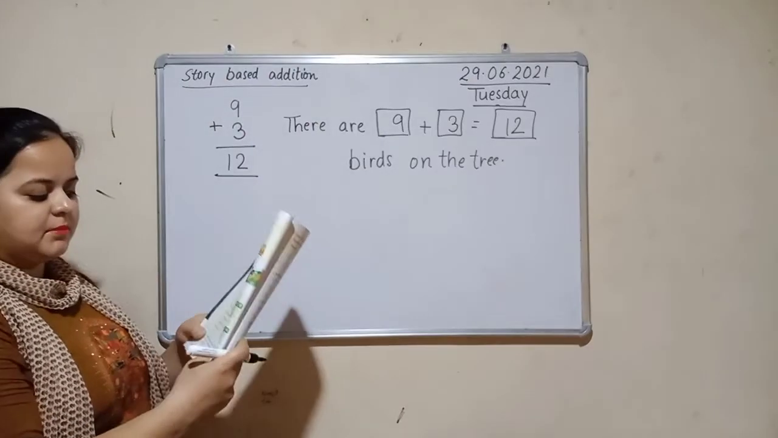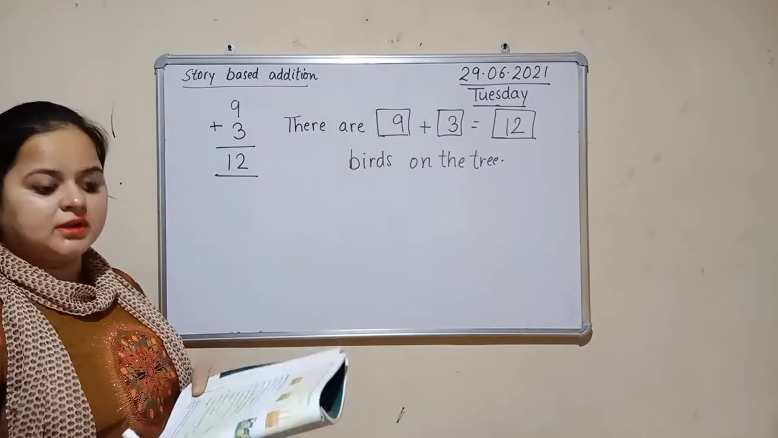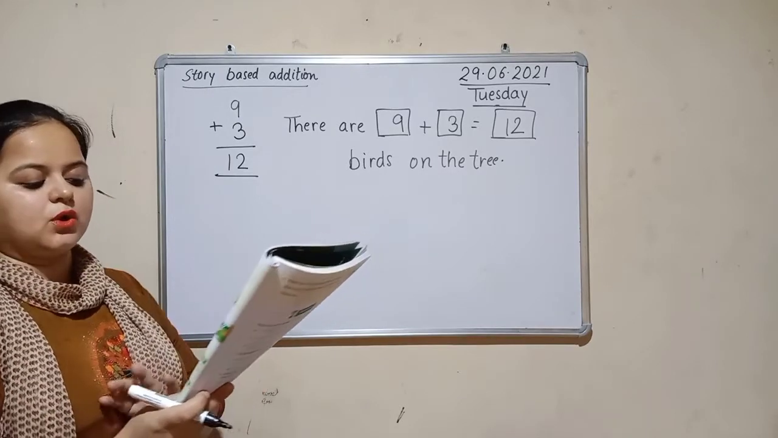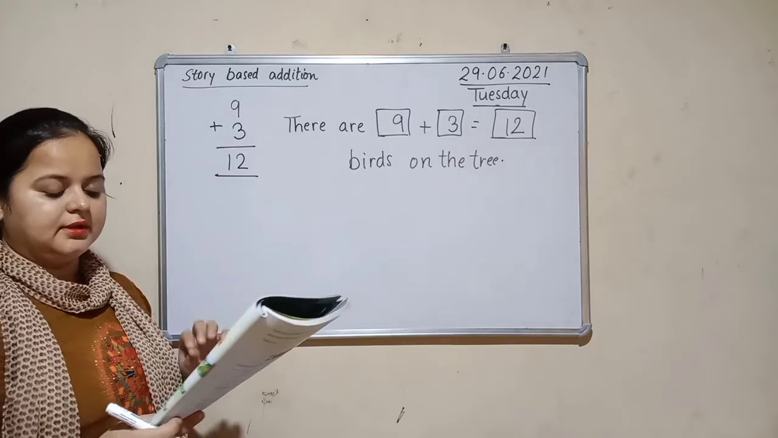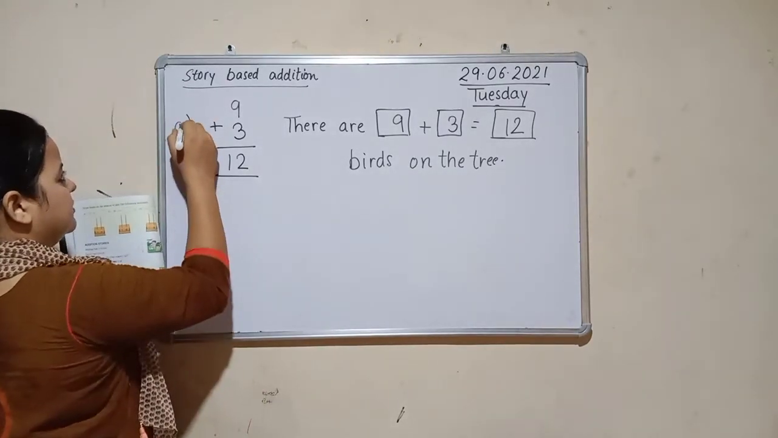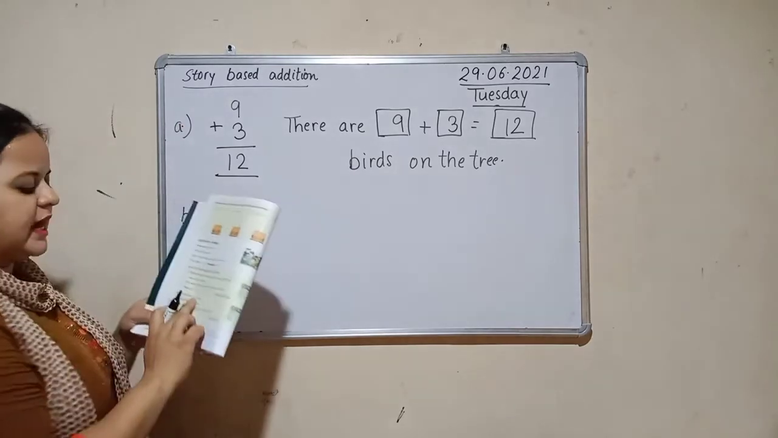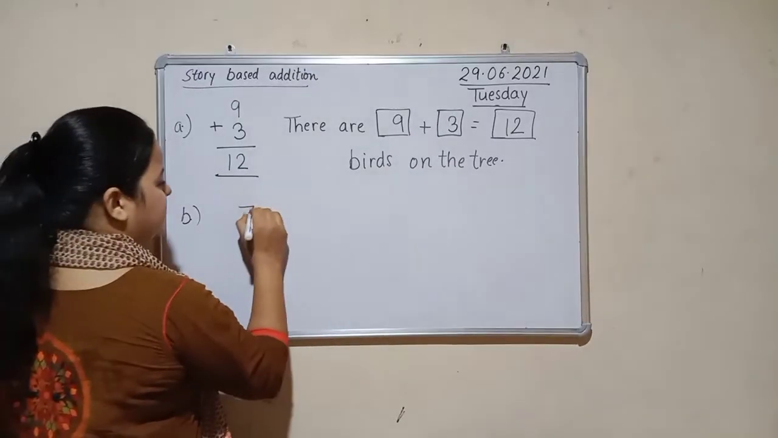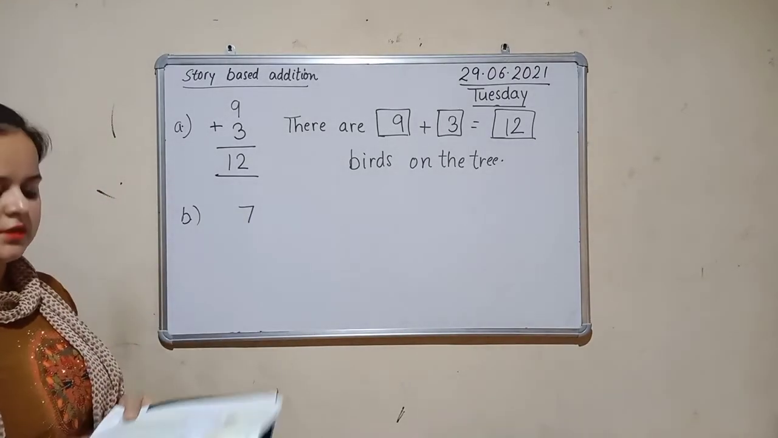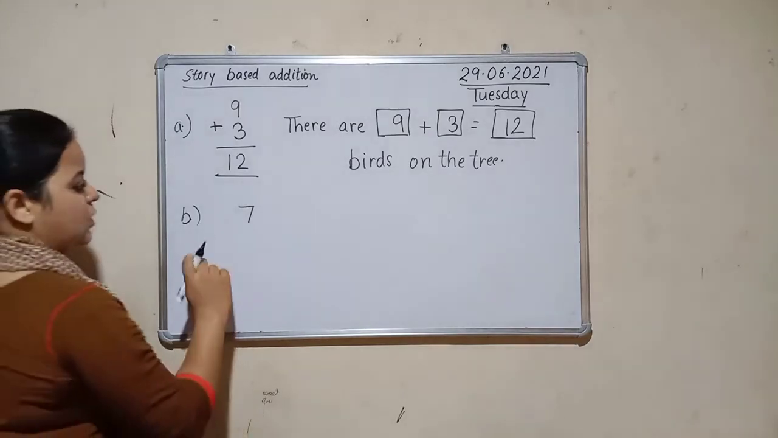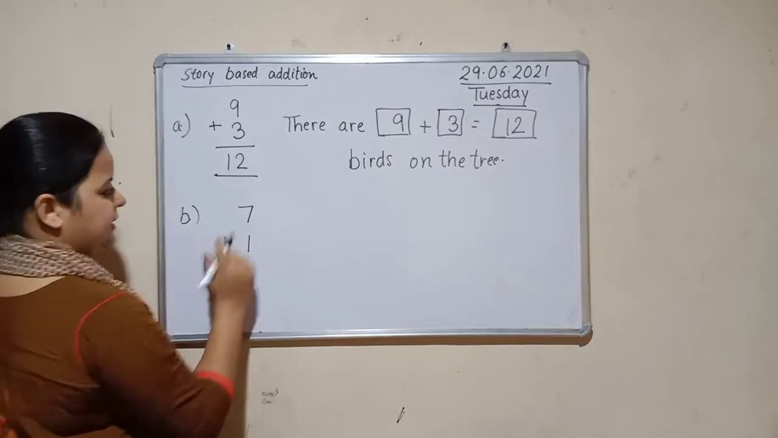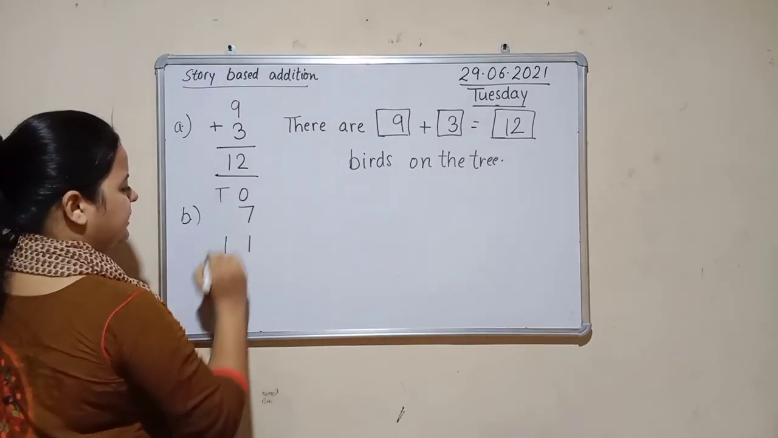Okay, the second sum is: Nikunj has 7 crayons. Ramit has 11 crayons. How many crayons do they have in all? Now we have to do addition again. Nikunj has 7 crayons. So we will write 7 on the top. And the next is Ramit has 11 crayons. 11. This is now a 2-digit number. So we will write 1 here and 1 on this side. Tens and ones.